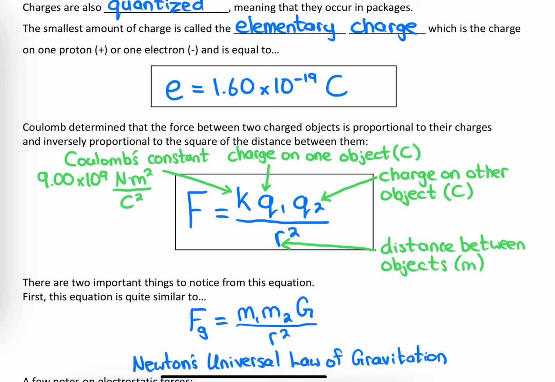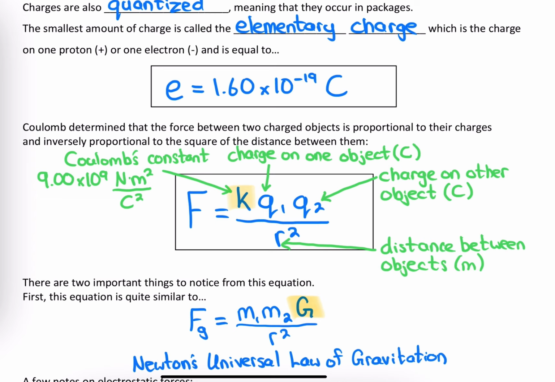And the last thing I want to compare between these two formulas is big G, the universal gravitational constant, and K, Coulomb's constant. I usually say that big G is sort of like a number that says how strong gravity is in our universe compared to all the other forces. Similarly, Coulomb's constant, K, is a number that says how strong electrostatic forces are in our universe compared to all the other forces. Now, big G is a really small number.